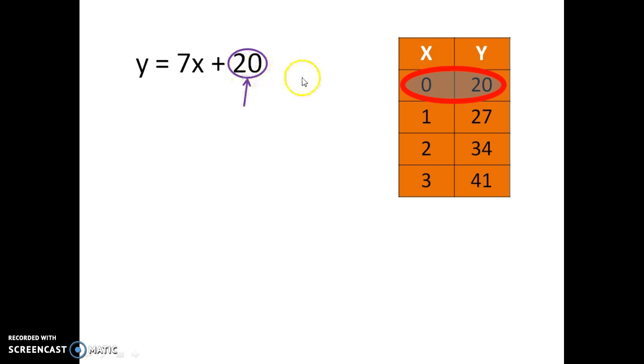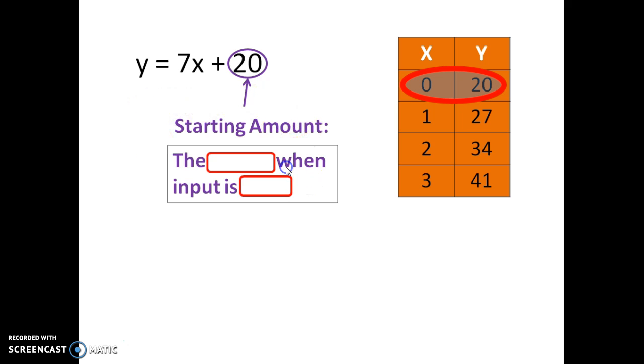Well, 20, if we work for 0 hours, we're definitely going to get $20. So we're starting out with $20. So this is our starting amount. And our starting amount is the output when the input is 0. Okay, so that's the value whenever our input is 0.